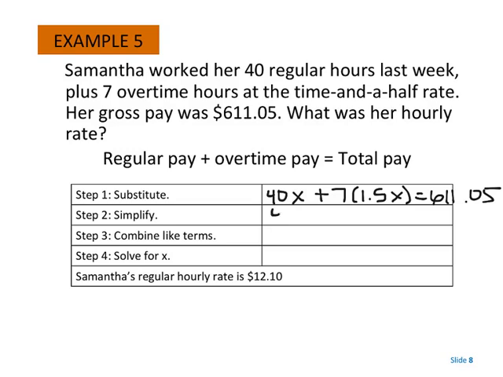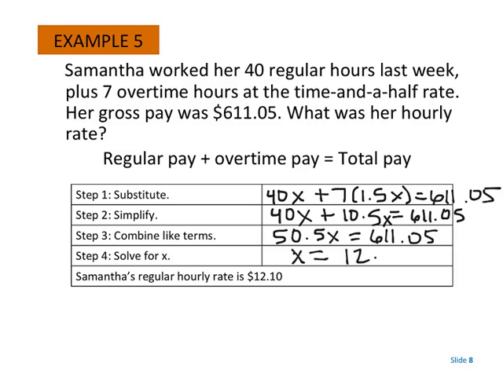We can't simplify anything else with this 40x. We are going to multiply the 7 times 1.5, which is 10.5, and that equals $611.05. Oh, and this has an x on it, sorry. Then we're going to combine like terms, which means we combine the 40x with the 10.5x, so we have 50.5x equals $611.05. Then we simplify by dividing both sides by 50.5, leaving us with $12.10. So here's our sentence again: Samantha's regular hourly rate is $12.10.